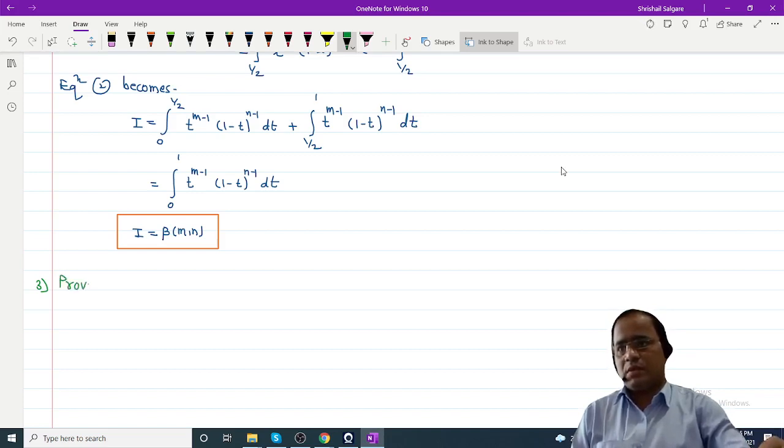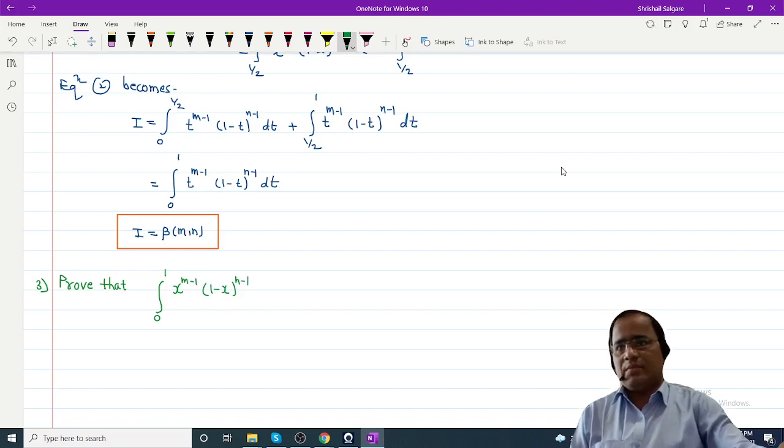Suppose, prove that the integral 0 to 1 of x raised to m minus 1 into 1 minus x raised to n minus 1, divided by a plus bx raised to m plus n, dx is given as beta of m, n divided by a plus b raised to m into a raised to n.